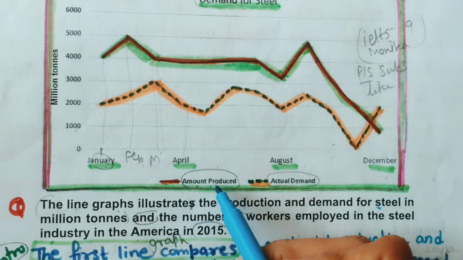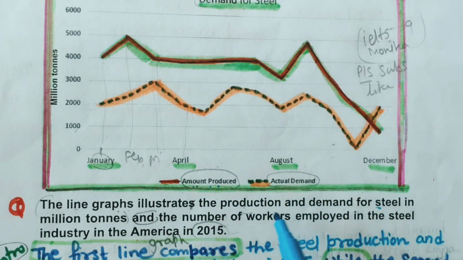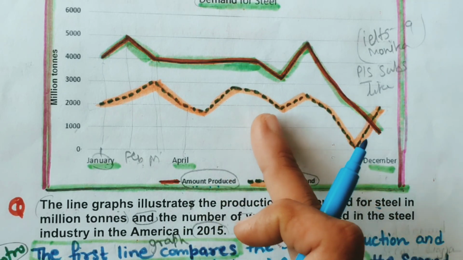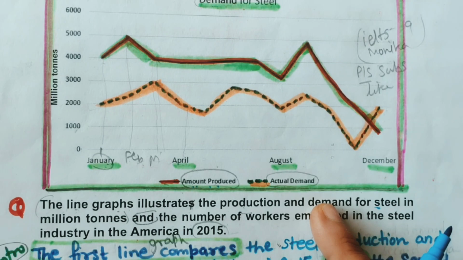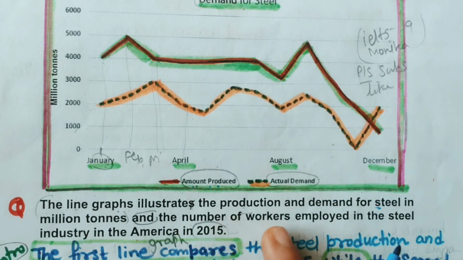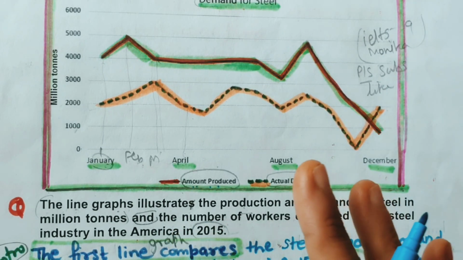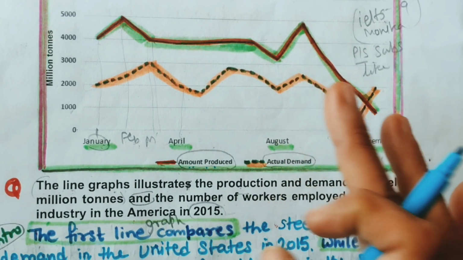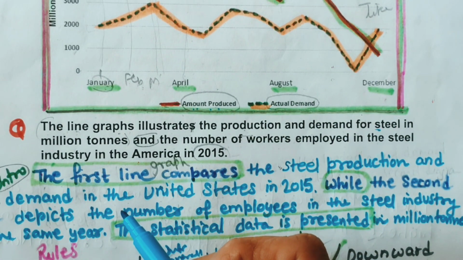So there are two categories: amount produced and actual demand. Production and demand for steel in million tons, and the number of workers employed in the steel industry in America in 2015. Here they are talking about two diagrams. First is showing these two categories, and the second diagram is showing the number of workers employed. So just paraphrase the question statement, then we will analyze the diagram. So how I have written, see this.